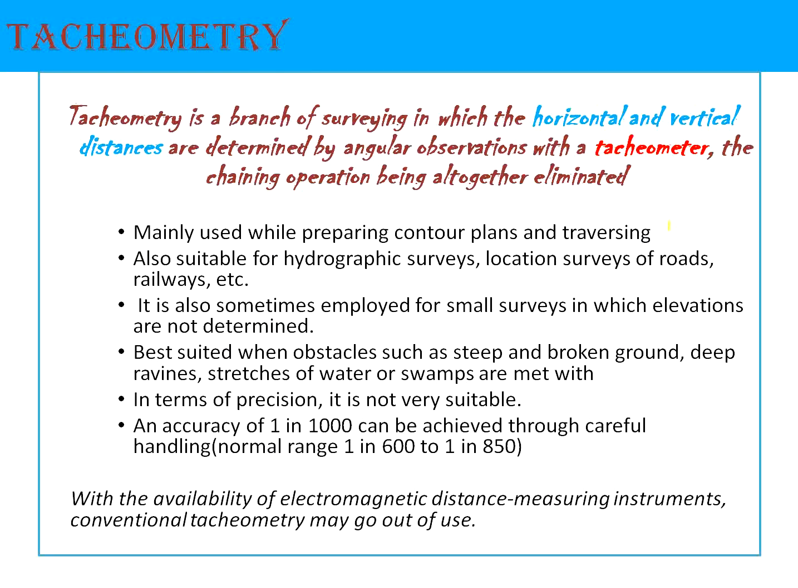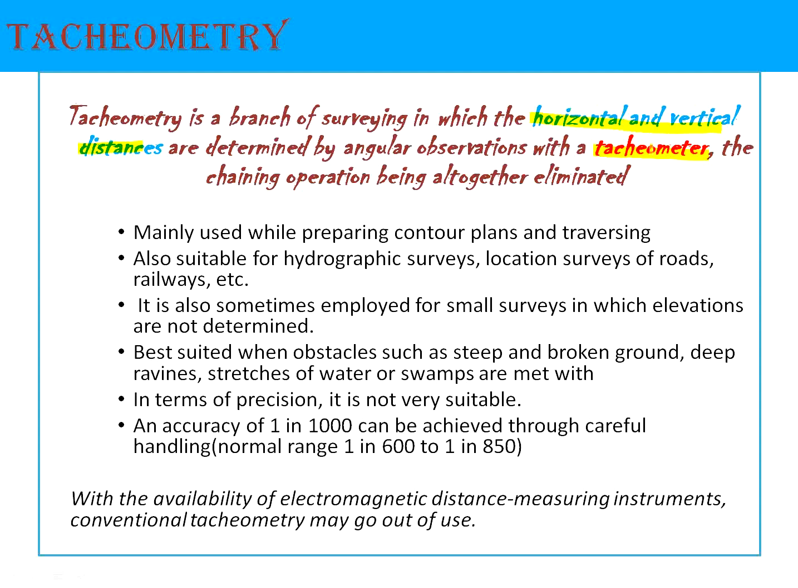So what is tachyometry? Tachyometry is a branch of surveying in which the horizontal and vertical distances are measured by angular observation using a tachyometer. The chaining operation is completely eliminated in this process.